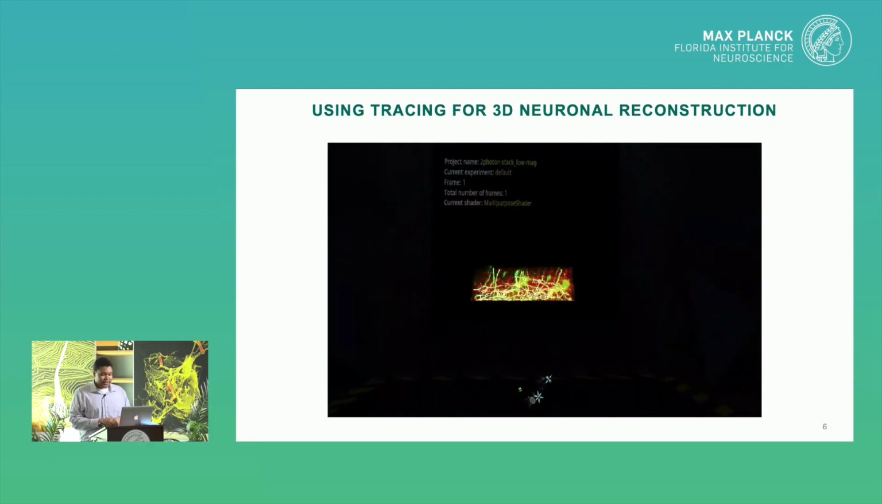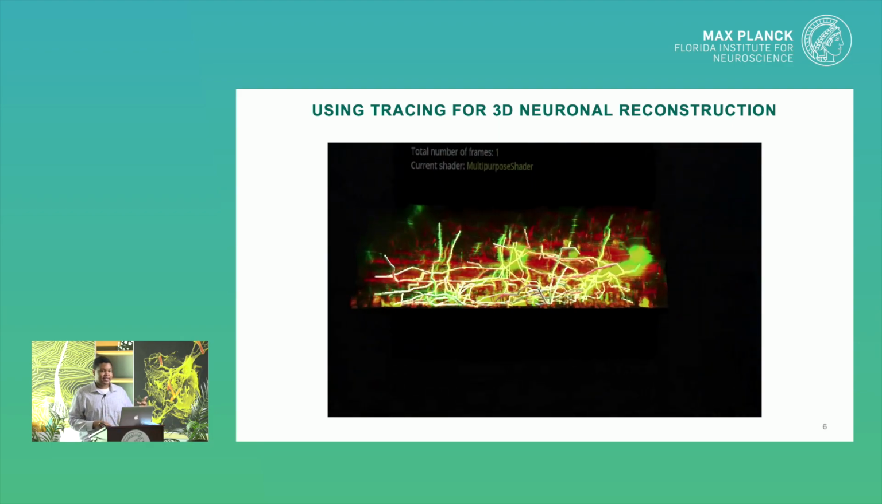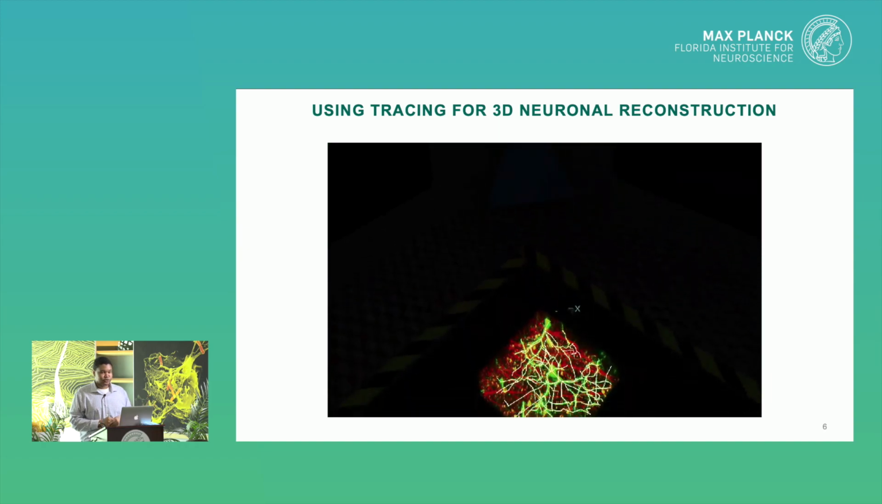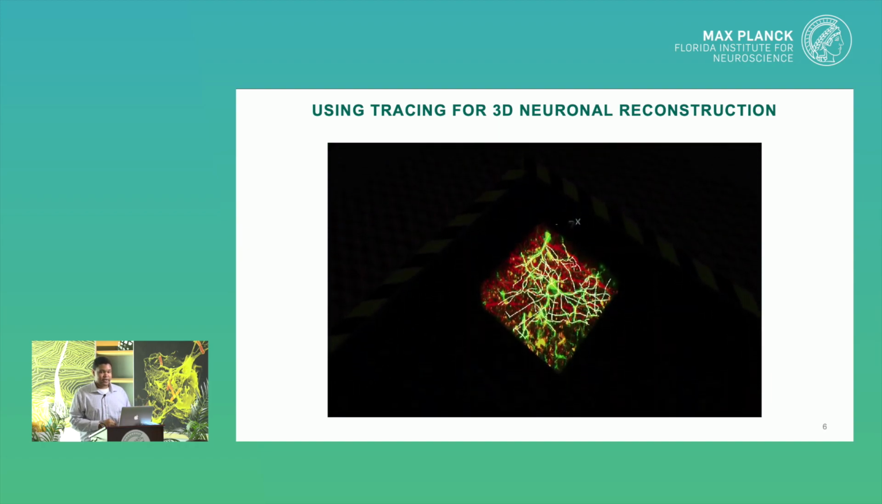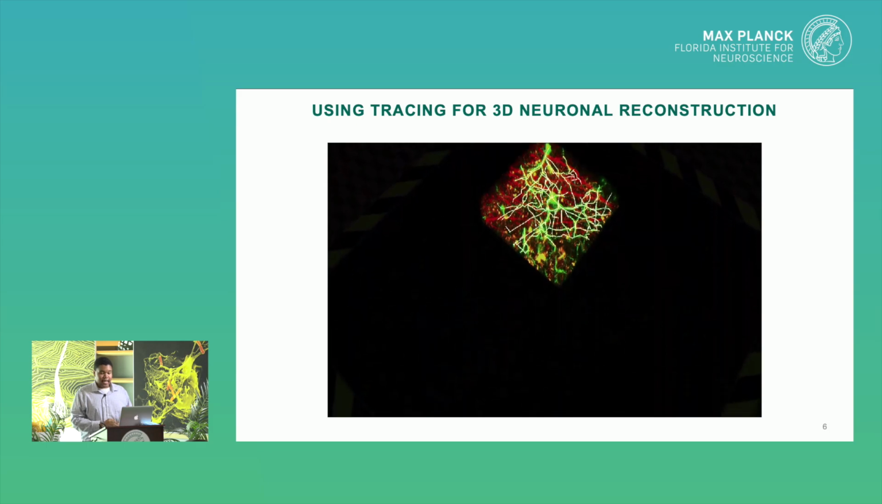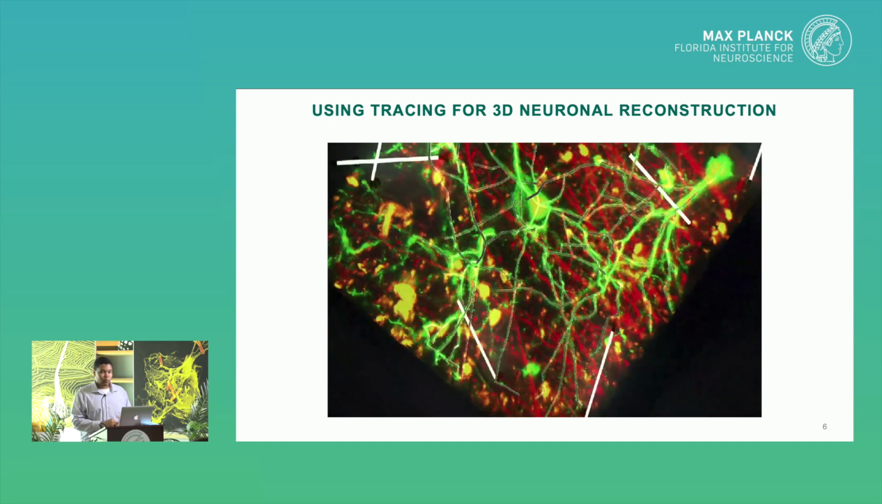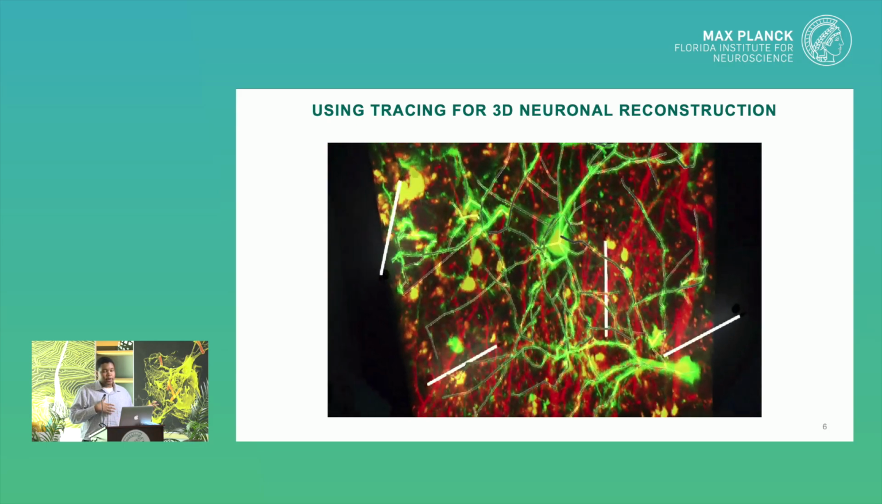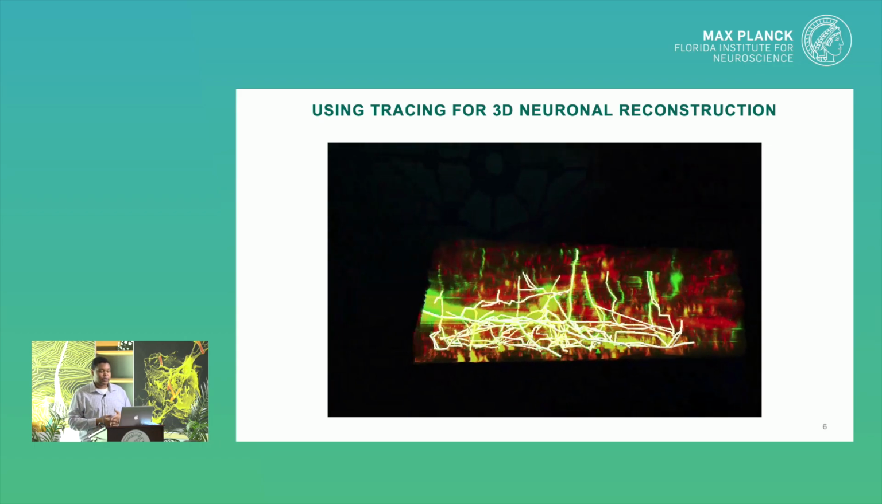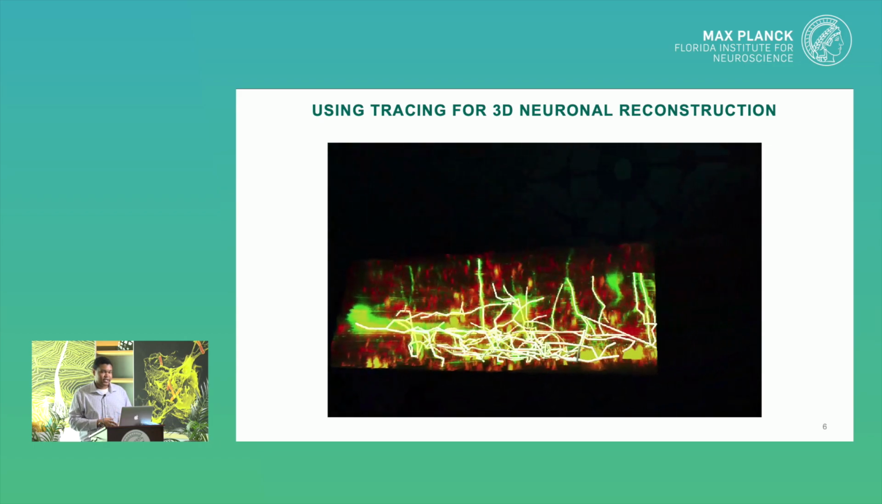So that's what these white lines you're seeing right now are. They're lines that we went in and added manually using the tracing tool to trace the path of the dendrites throughout that 3D space. And by doing this, it really made it clear what was actually a structure and what was just noise, and allows for possible points of synaptic contact to be predicted much easier.